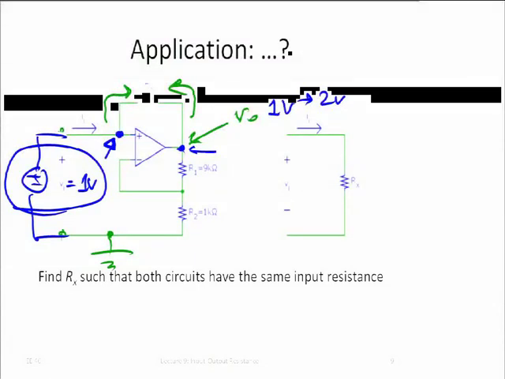Let's analyze the circuit now. Let's not do this with KVL, but let's analyze the circuit as we have it now and figure out what this V out here, V out over VI, is. What is that?